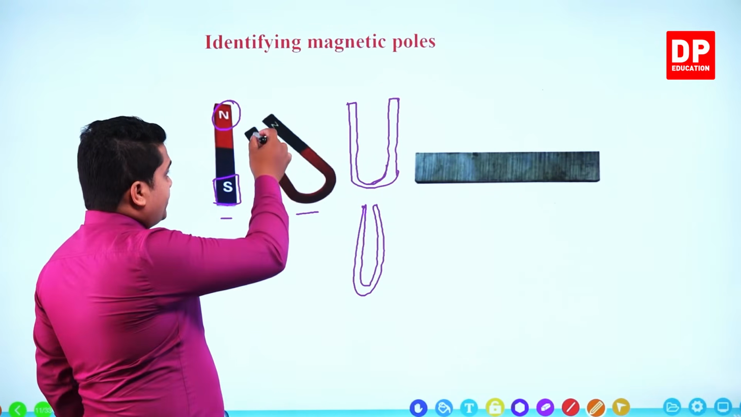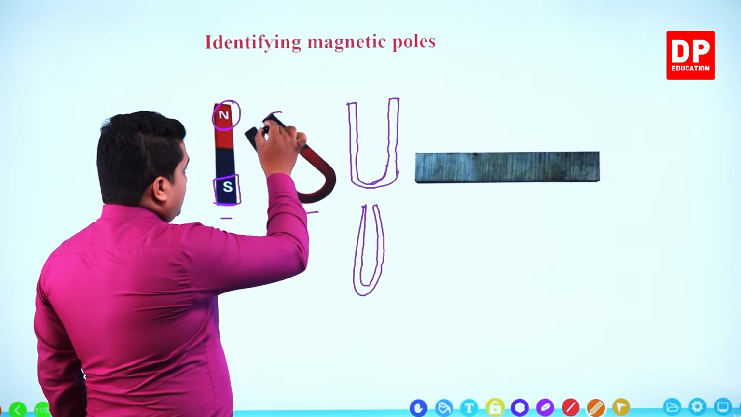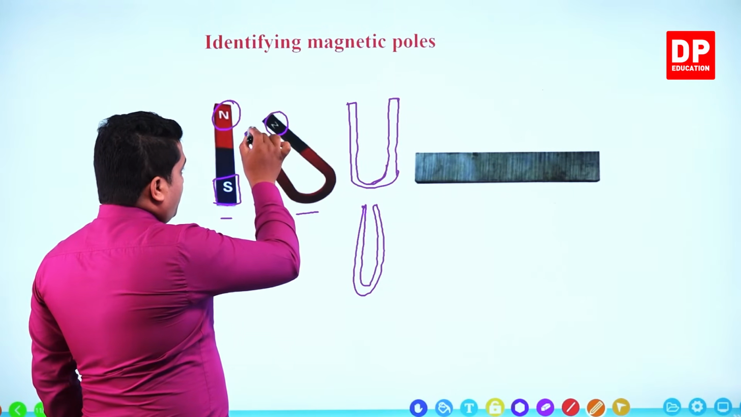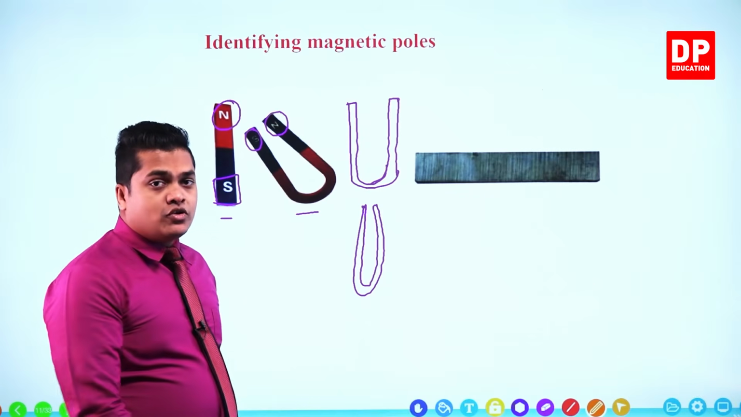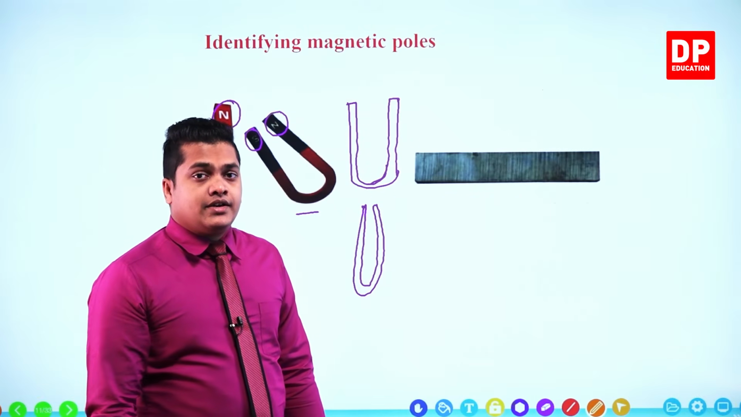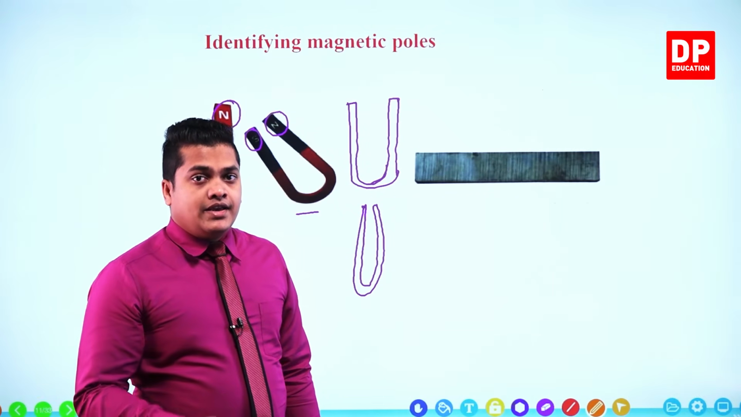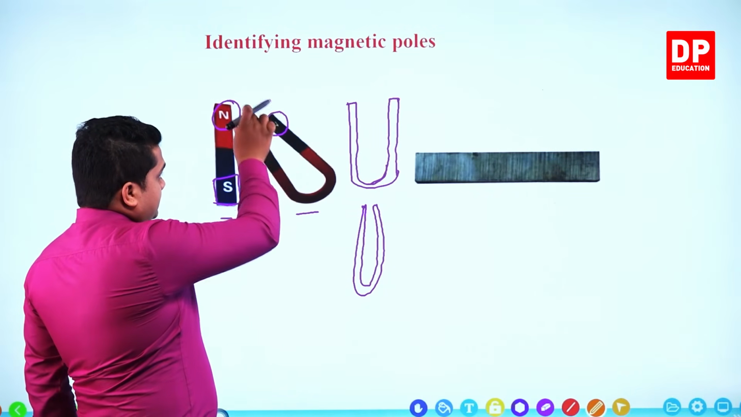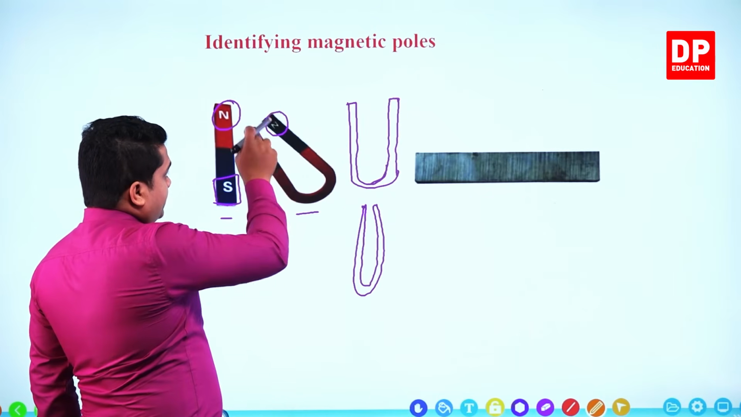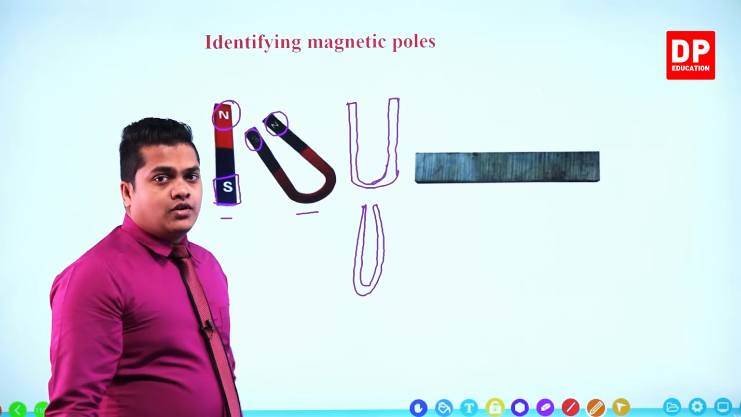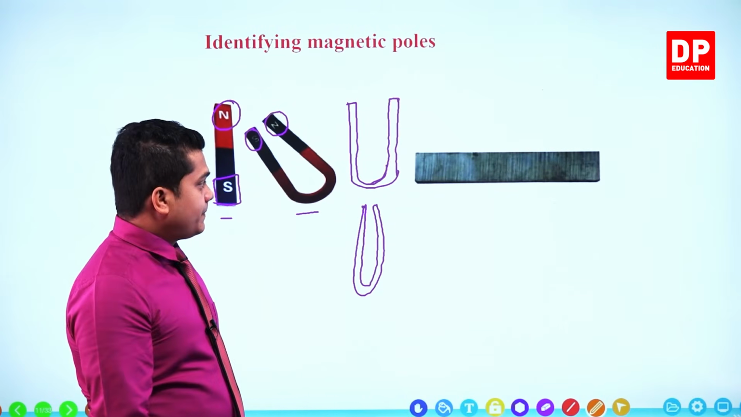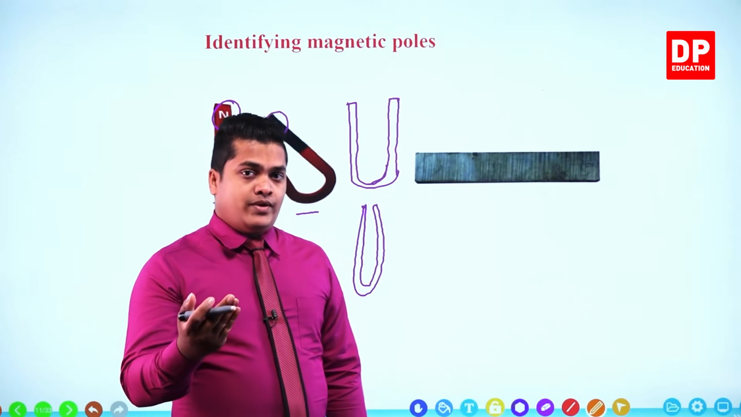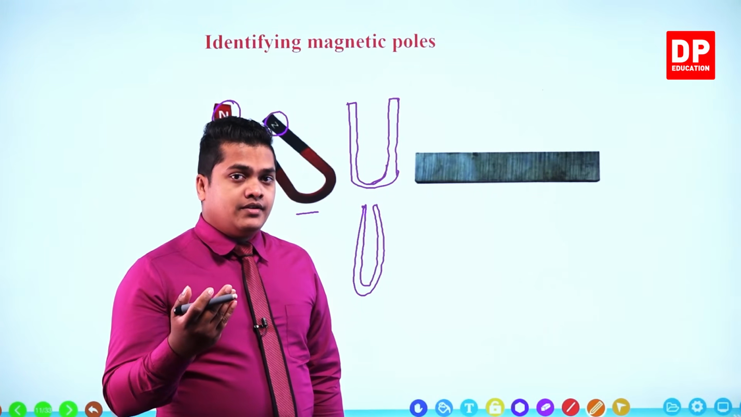In the horseshoe magnet also you can observe the North and South poles. The most magnetic power, or magnetism, in a horseshoe magnet can be observed at the two ends like this. These are the magnetic poles.